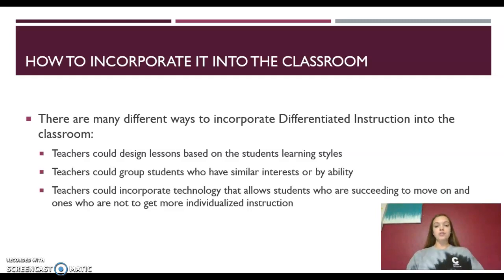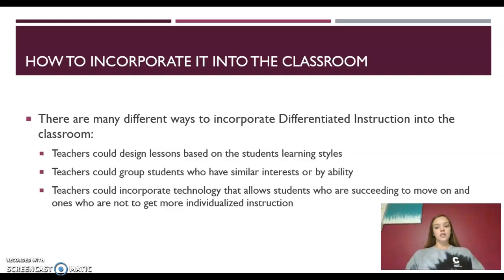Also, teachers could group students who have similar interests. So if a lot of students are interested in one part of science, then they could all be grouped there and they could do that assignment together. Also, you could group them by their abilities. So your lower kids are most likely going to be working together a lot because they'll probably be pulled out of the classroom in small groups. And that's a good way to differentiate your learning.